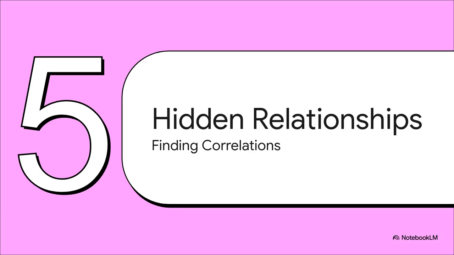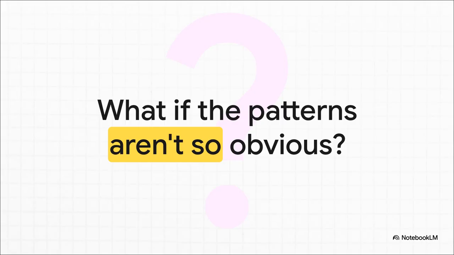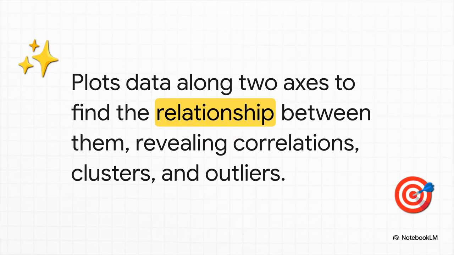So far, we've mostly been visualizing things we already knew we were looking for. But what about using visuals for pure discovery? How do you find relationships in your data that you didn't even know were there? Yeah, exactly. Sometimes the most valuable insights aren't the obvious ones. They're the hidden connections between two totally different things. So how do you find those? Well, you need a chart that's built for exploration. And that is the exact job of a scatter chart.